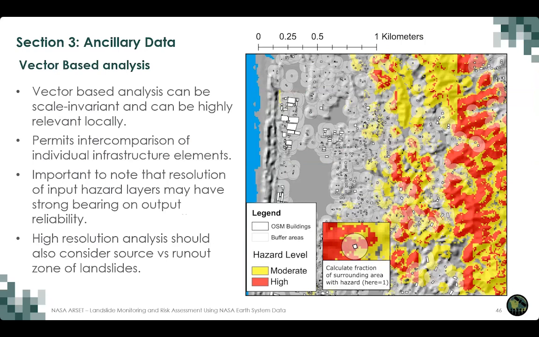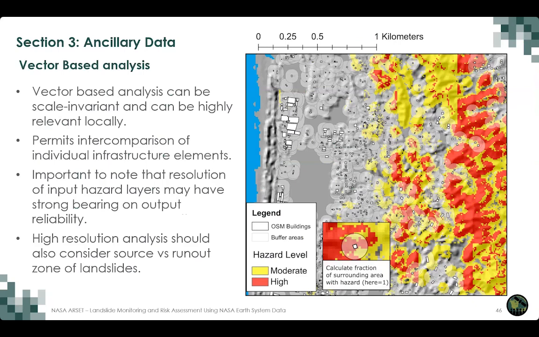And here what I'm showing in this image is building footprints derived from OpenStreetMap, overlain on a landslide hazard estimate. You can see that the hazard level here is either moderate or high. This is a qualitative estimate, and I won't go into too much detail on how that's calculated. But in short, we can look at, for example, the area surrounding a given building footprint and estimate the potential hazard associated around that building footprint as a way to qualitatively characterize the difference in relative level of hazard in the setting.